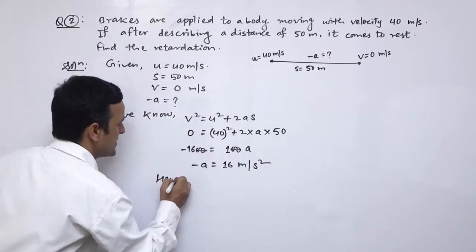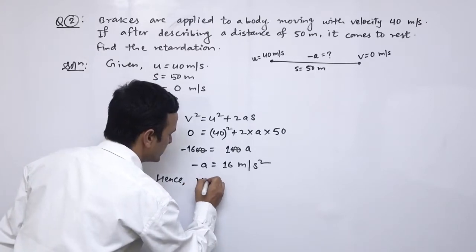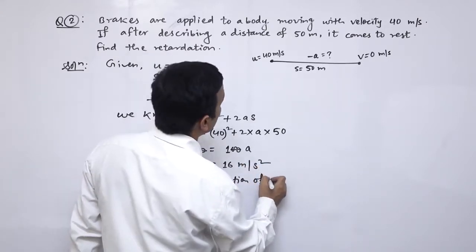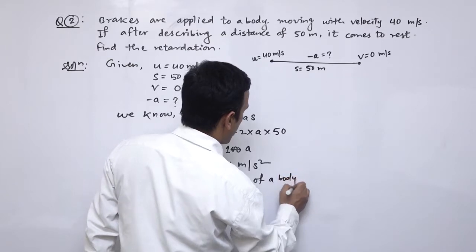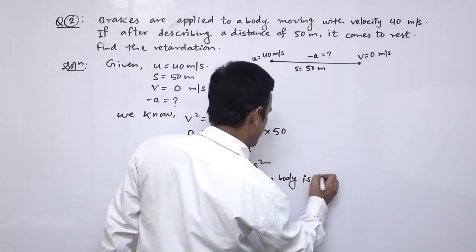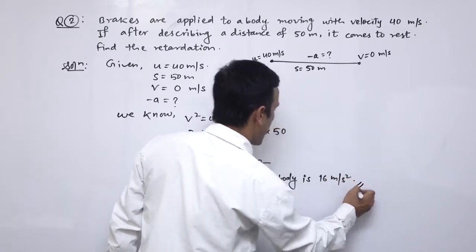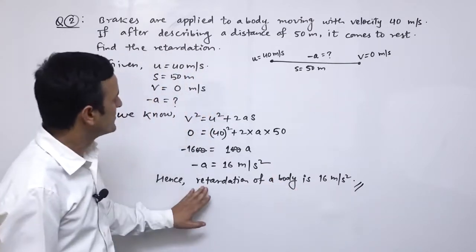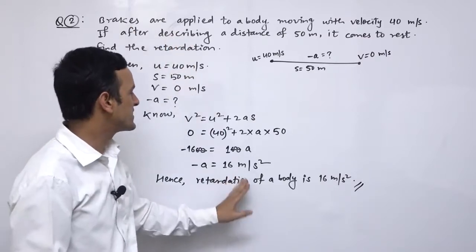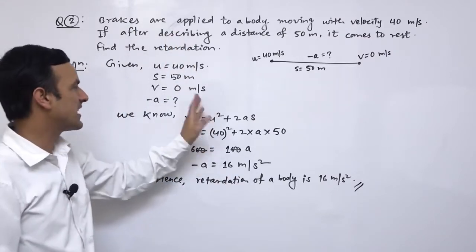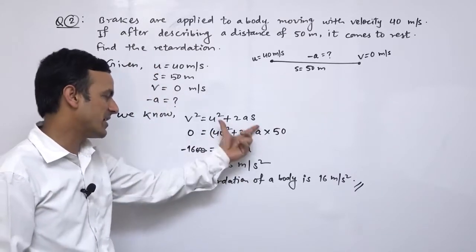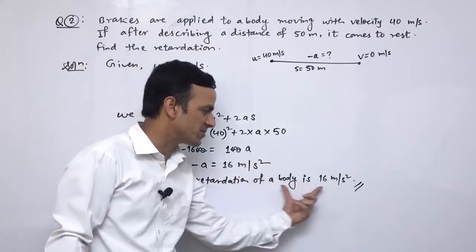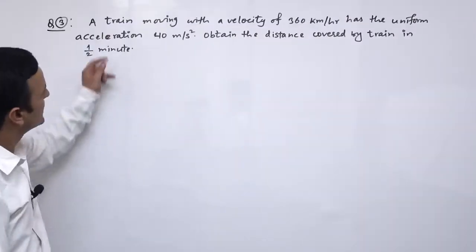So this is, hence, retardation of a body is 16 meters per second square. So this is the retardation produced on the body due to the brakes applied. So this is the solution. So this is the equation of motion and finally whatever be the data over here, then we can substitute and finally we can conclude this by 16 meters per second square, and this is the retardation of the body which is the required solution. Okay, so we have this question.